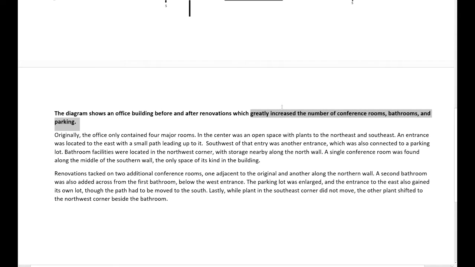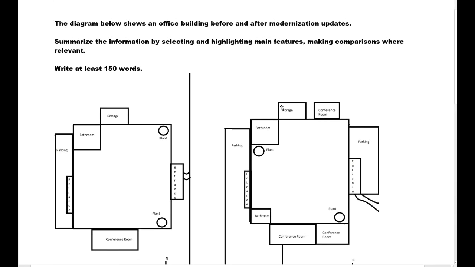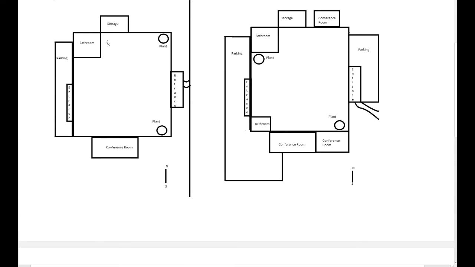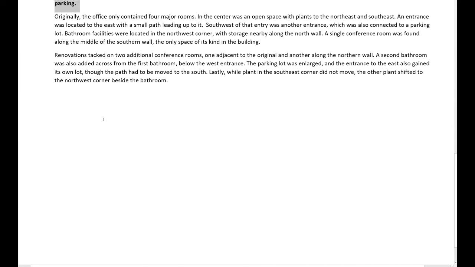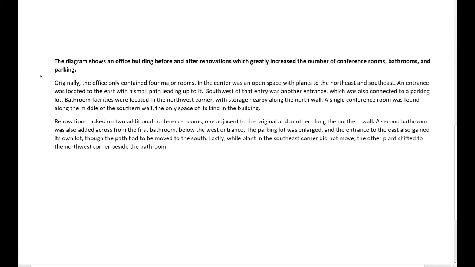Other things we need for task achievement: we need to make sure we're listing all key features. So that means that in the first half of the picture on the left, I need to mention the storage, I need to mention the 2 plants, I need to mention the entrance, that little path, the bathroom, the second entrance, and the parking. I need to make sure all of those things are identified in at least one of the paragraphs. So let's make sure that they are.